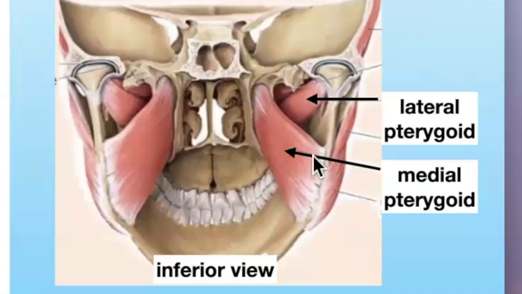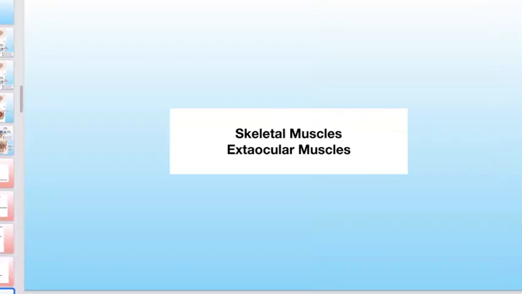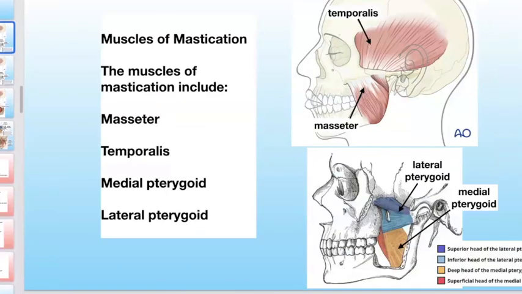How do you know which pterygoid is medial and which is lateral? The pterygoid that is closer to the midline of the skull is called the medial pterygoid. The one that lies outside, or lateral to the medial pterygoid, is called the lateral pterygoid. So that was the four muscles of mastication: the masseter, temporalis, medial pterygoid, and lateral pterygoid.